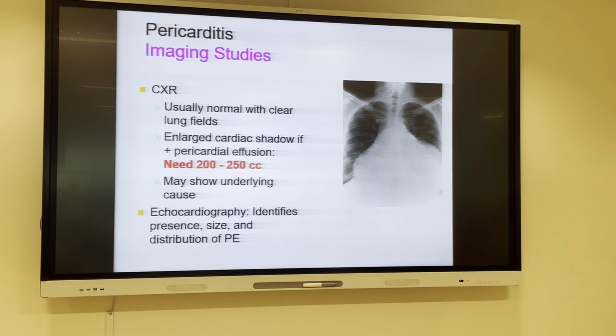So one of the complications of pericarditis is pericardial effusion. It's rare, but when pericardial effusion happens, it could be a problem. When the pericardial effusion causes tamponade, it's dangerous. Usually pericarditis by itself is very painful, very annoying, but low mortality. If there is pericardial effusion and shortness of breath, then it's something that could potentially be very life-threatening.